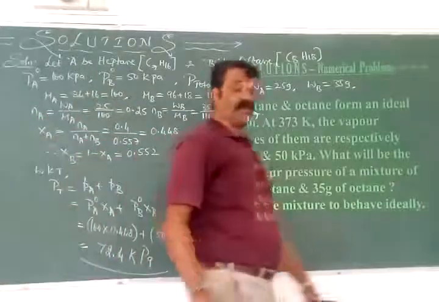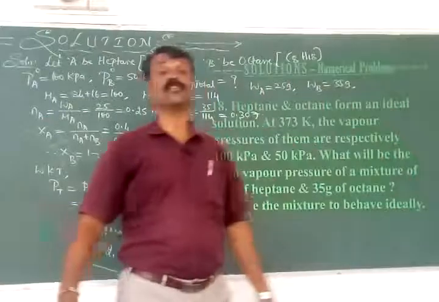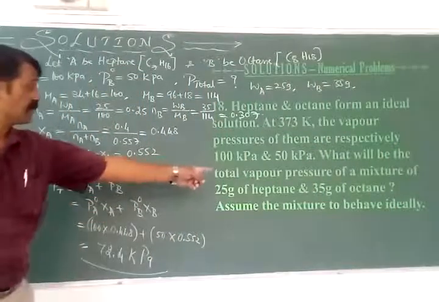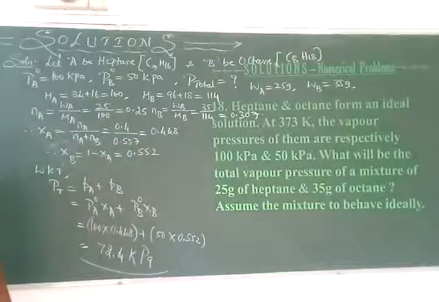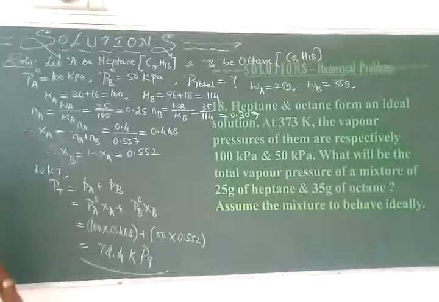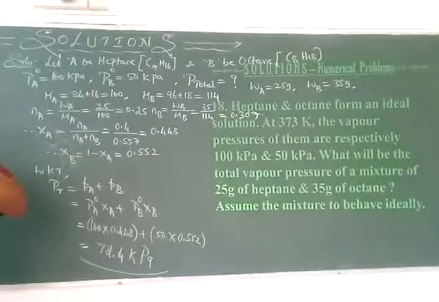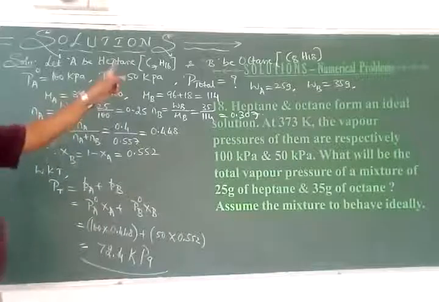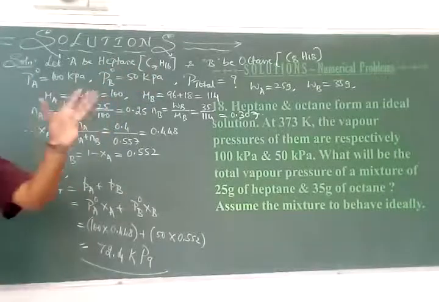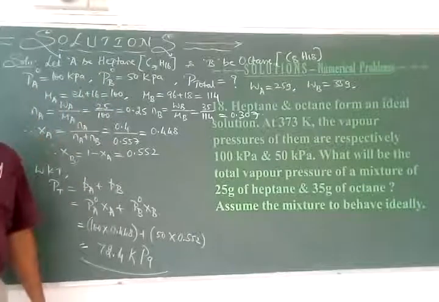So what is this 72.4 here? It is the total vapor pressure of the mixture containing how many grams of heptane and how many grams of octane? 25 grams of heptane and 35 grams of octane. So it is actually a lengthy process, but it is very easy because first we have to take the two different liquids as A and B, where A represents heptane having the formula C7H16 and B refers to octane having the formula C8H18.